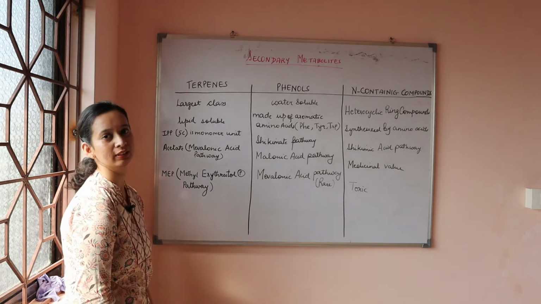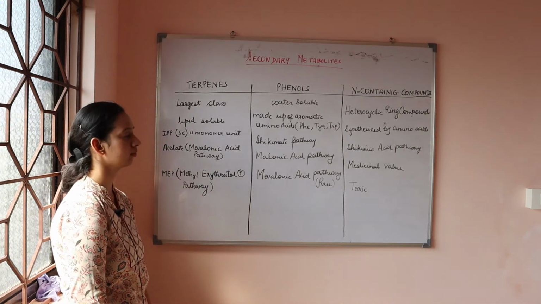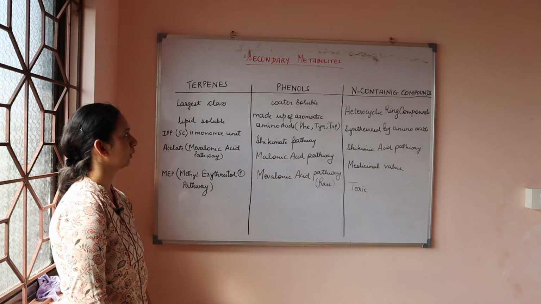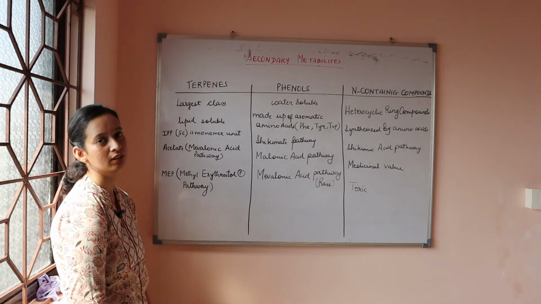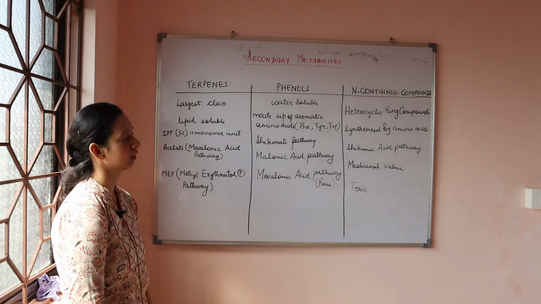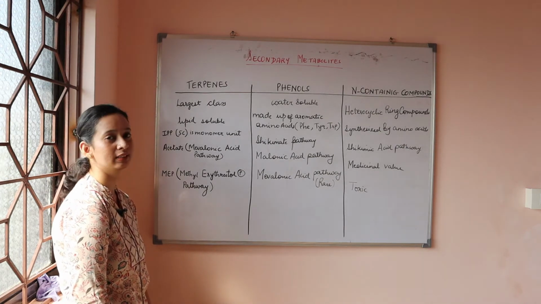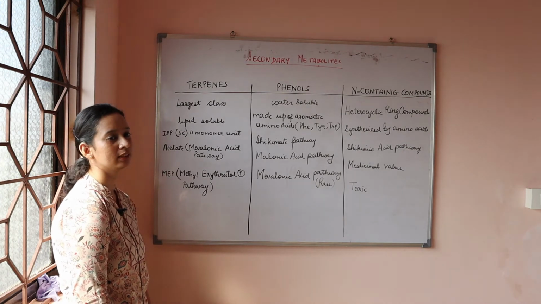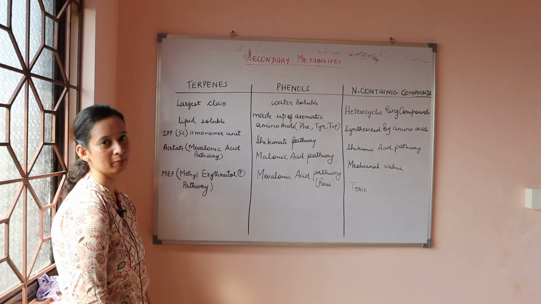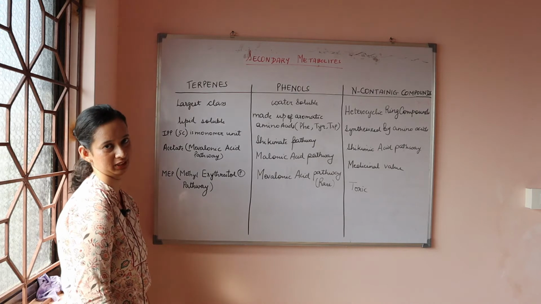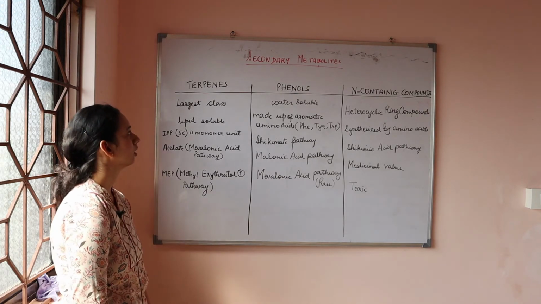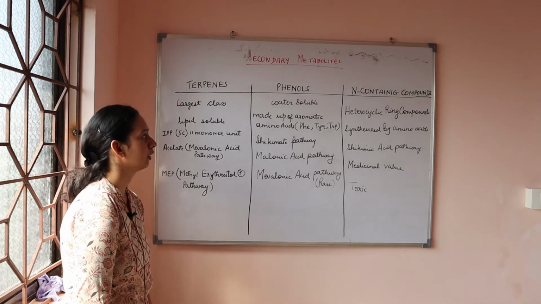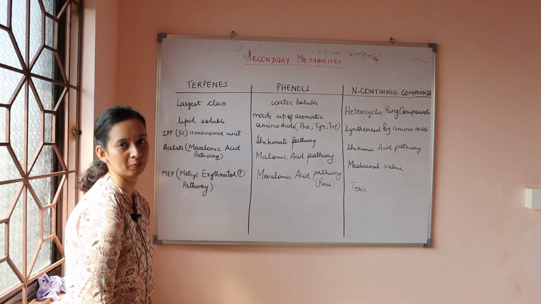So let me share with you all what are the 3 different types of secondary metabolites. These are not the only classes. However, these are the 3 main classes of secondary metabolites which have been identified: terpenes, phenols and nitrogen containing compounds.